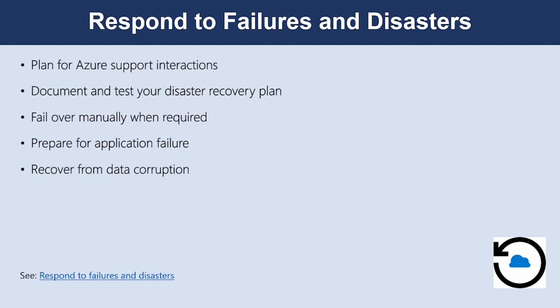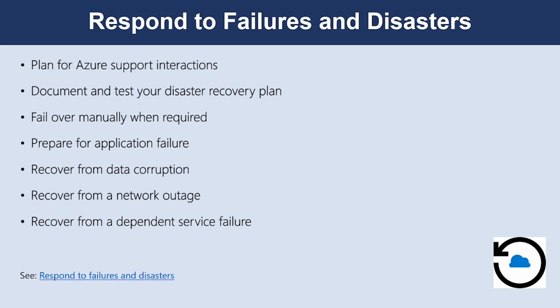And recover from data corruption. If a failure happens in a data source, check for data inconsistencies when the store becomes available again. And recover from a network outage. So you might be able to use cached data to run locally with reduced application functionality. If not, consider application downtime or failover to another region. And recover from a dependent service failure. So determine which functionality is still available and how the application should respond.